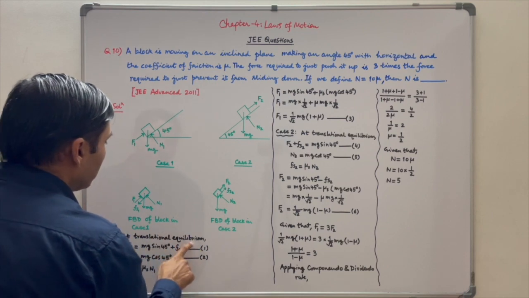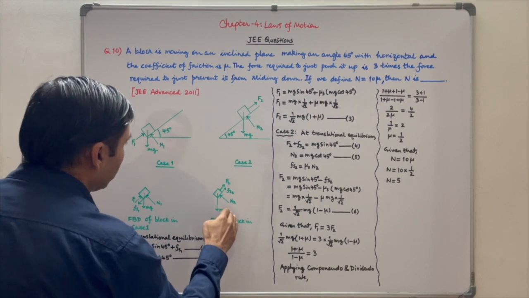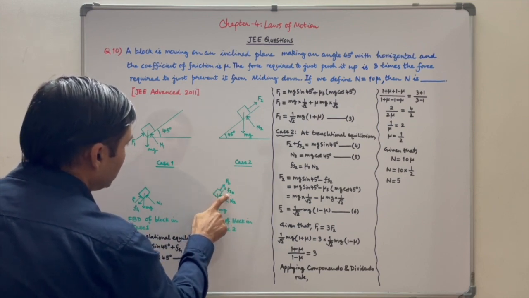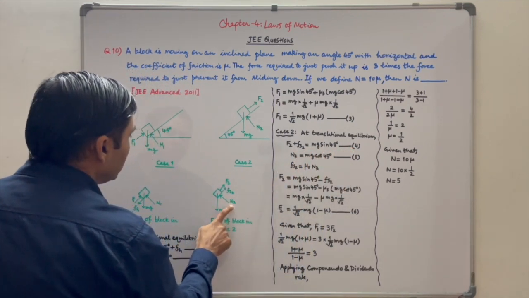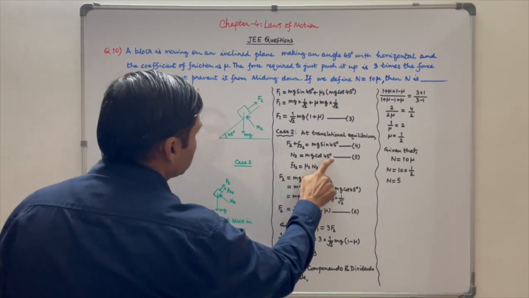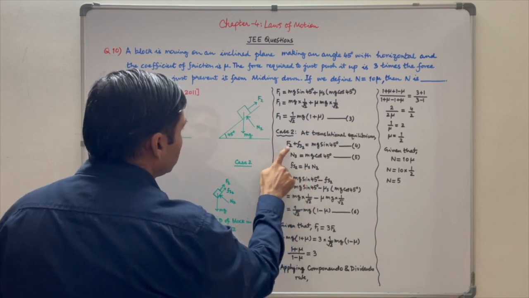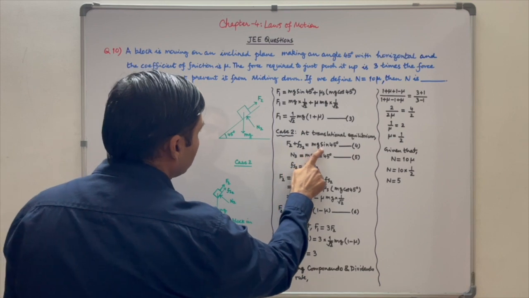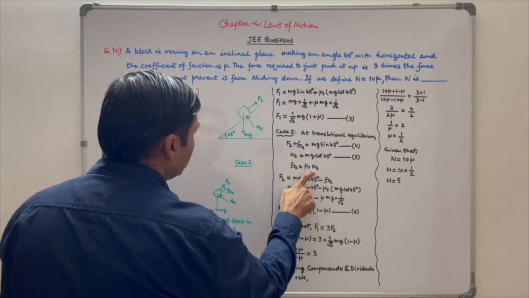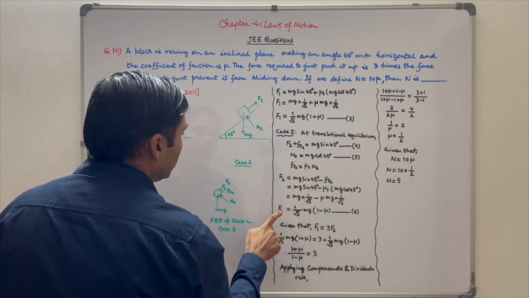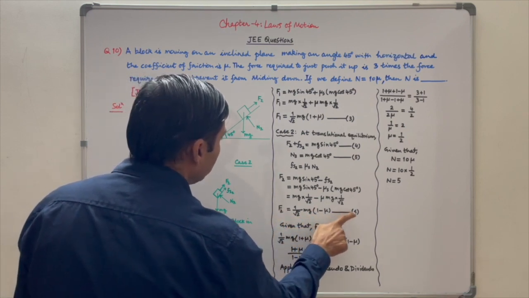Now at translational equilibrium, we will equate forces along the plane and perpendicular to the plane separately. So we can say that F2 plus Fs2 is equal to mg sin 45. This is equation number 4. And N2 is equal to mg cos 45. This is equation number 5. We know that Fs2 is equal to mu s into N2. From equation number 4, F2 is equal to mg sin 45 minus Fs2, and Fs2 is equal to mu s into N2, N2 is equal to mg cos 45. So we get F2 is equal to 1 by root 2 mg into (1 minus mu). This is equation number 6.